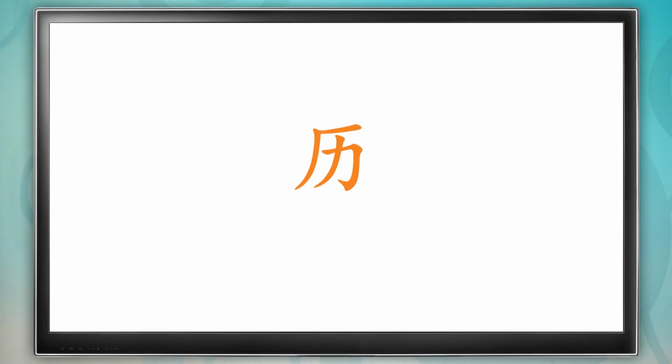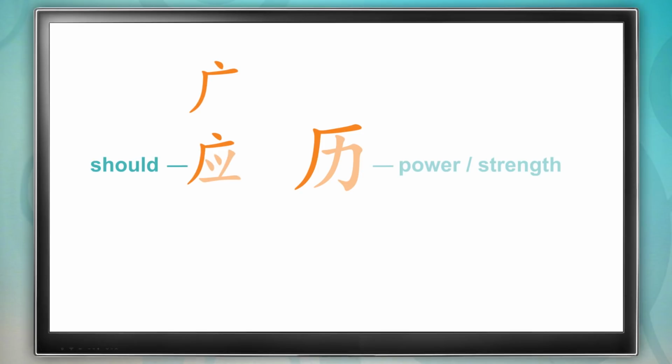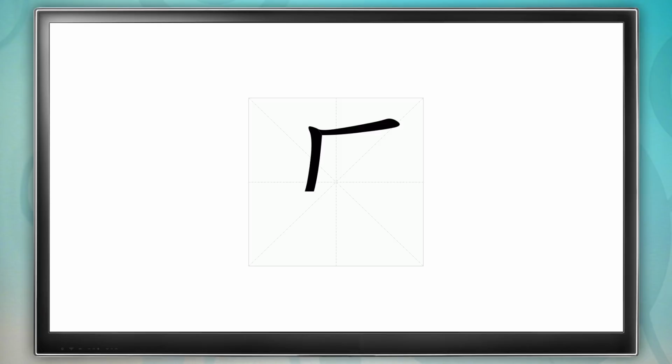We learned the character 力, which means power or strength, in Yoyo 300. And you can see that 厂 looks a lot like 广, which is a part of the character 应, which means should, and 店, which means store or shop. Great job remembering these characters. This is how 历 is written, stroke by stroke.